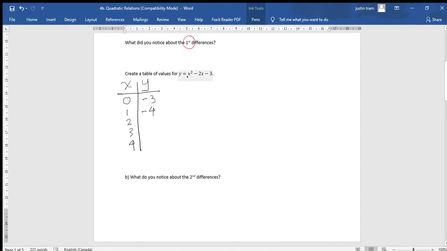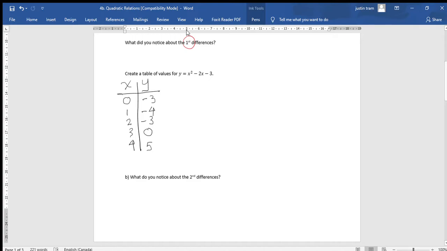2 squared is 4, 4 minus 4, because 2 times 2 is 4, 4 minus 4 is 0, 0 minus 3 is negative 3. I'll do the same thing here, 3 squared is 9, 9 minus 6 is 3, 3 minus 3 is 0. Last but not least, 4 squared is 16, 16 minus 2 times 4, so 16 minus 8 is 8, 8 minus 3 is 5. Okay.